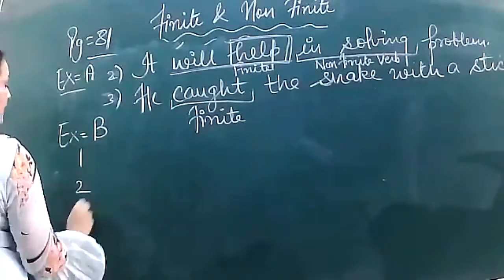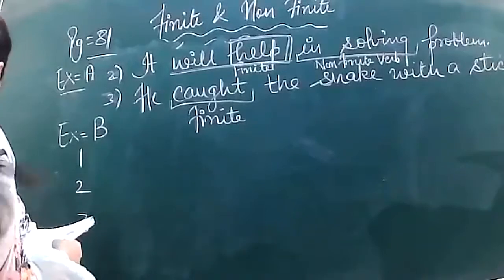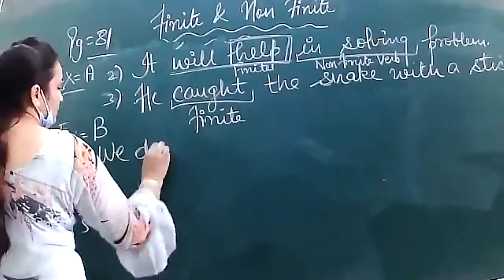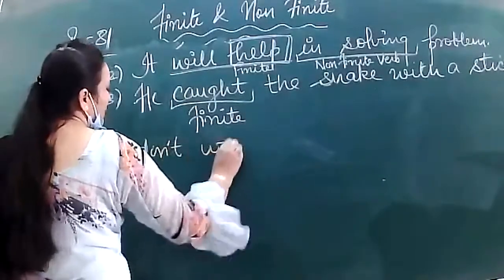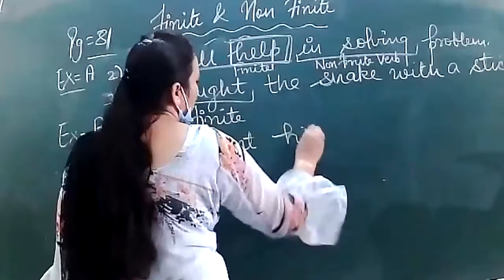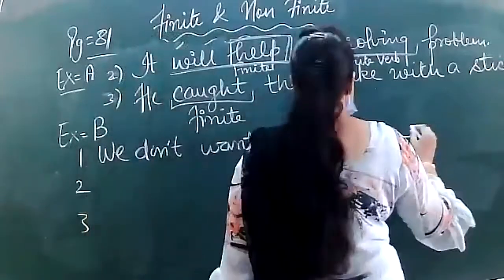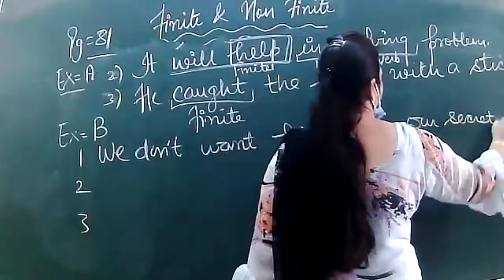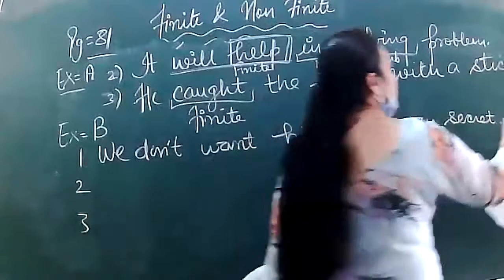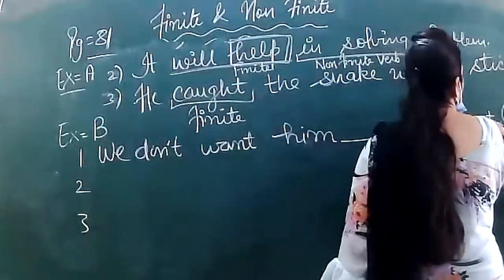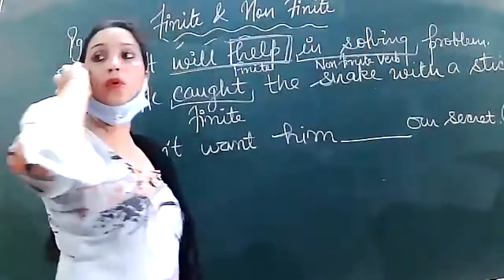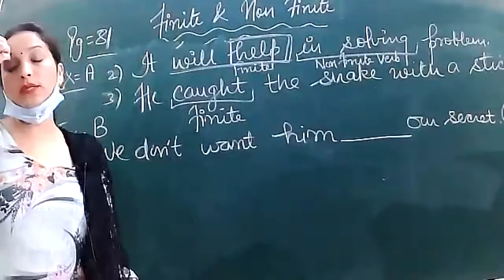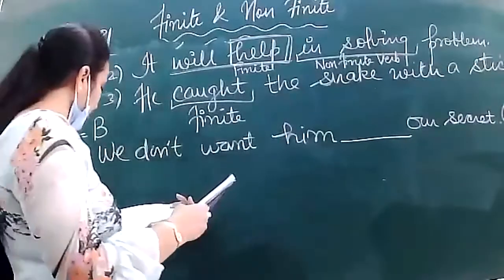I'm going to take first, second, third sentence. So you solve. We don't want him dash our secret. We don't want him dash, and in bracket it is given no. Those who don't have books, solve in your notebooks. Those who are not having notebooks, write down in notebooks and solve it. Next, I'm also writing. Would you like?